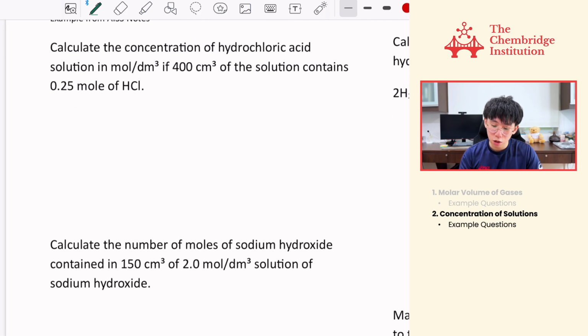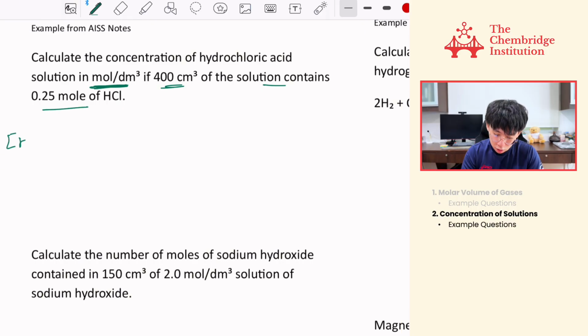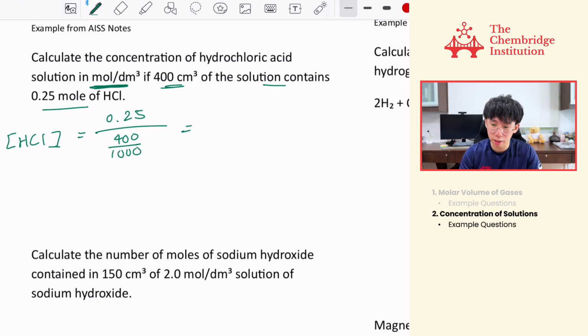So first, we want to calculate the concentration of hydrochloric acid solution in mole per dm³. So I will underline this. If 400 cm³ of the solution contains 0.25 mole of HCl. So to get the concentration, you can do this little notation, this square bracket over here, which is indicative of concentration. So this is equals to 0.25 mole divided by the volume in dm³. So it's just 400 divided by 1000. That's how you convert it to dm³. So if you put this in your calculator, you get a value of about 0.625 mole per dm³ here.